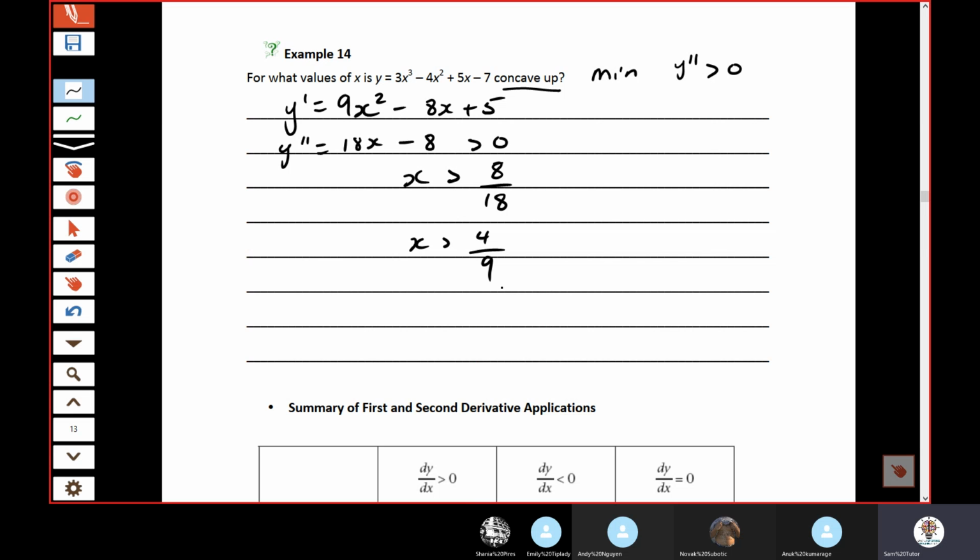Which obviously means if it was equal to 4 over 9, what would it be? At the top, Y double dash would be equal to 0. What would it be? It would be a point of inflection. It's equal to 0, point of inflection. Greater than 0, minimum. So if it was equal to 4 over 9, it would be a point of inflection. If it was less than 4 over 9, it would probably be a maximum. See how that was the same number, just a different inequality sign. All right.